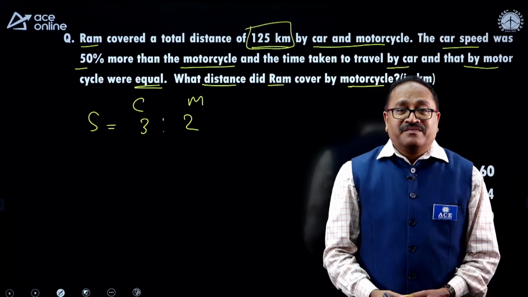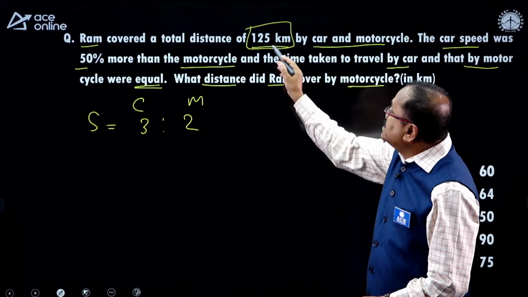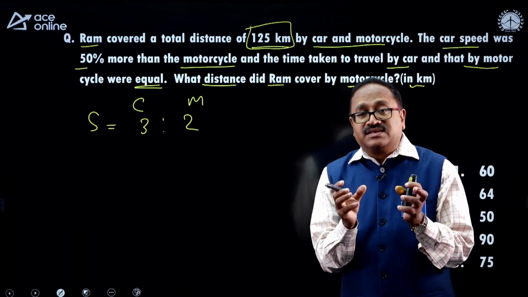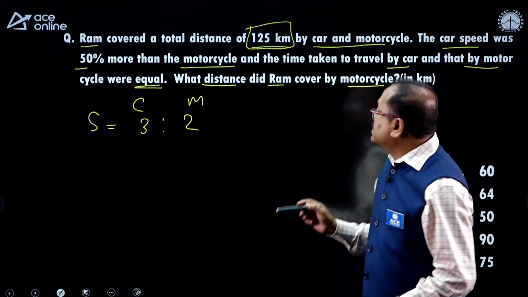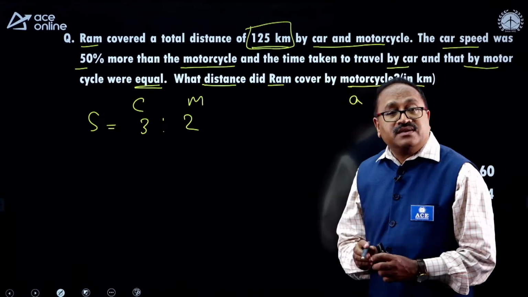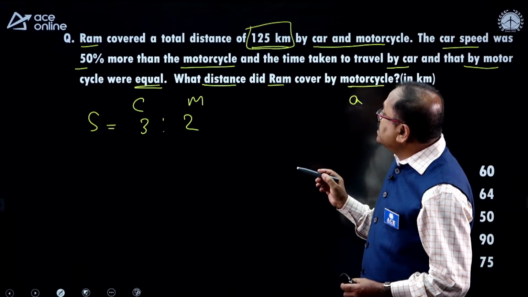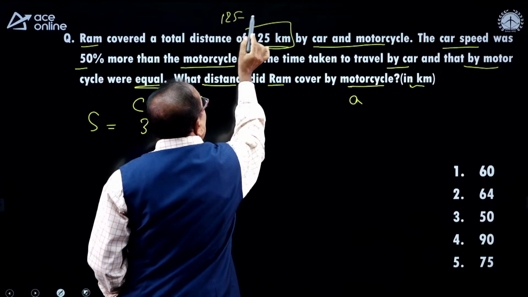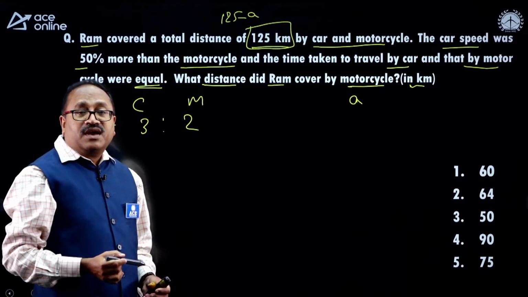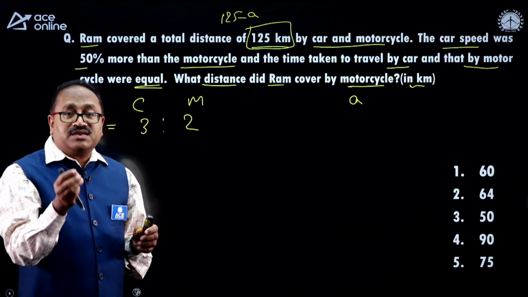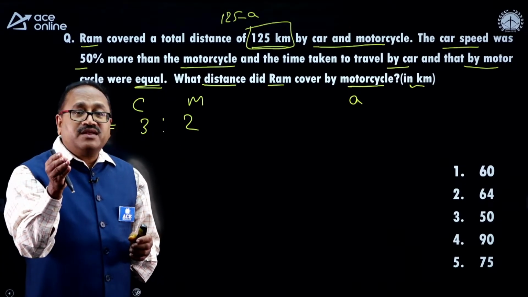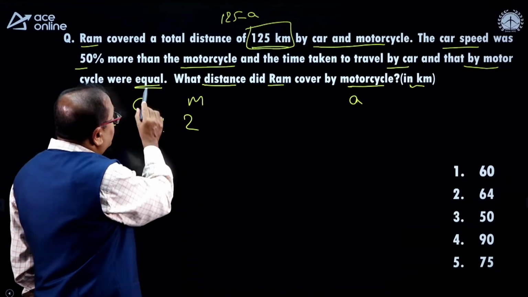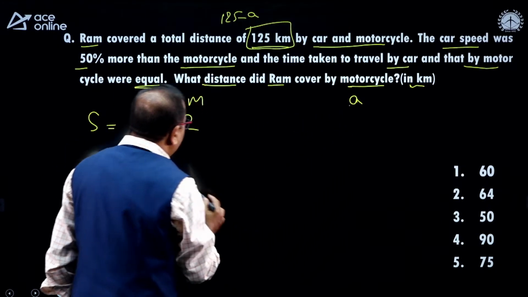Now, what distance did Ram cover by motorcycle in kilometer? Total distance I know 125. So, as I need to find out the distance covered by motorcycle, I will consider this as a kilometer. Then the distance covered by car will be 125 minus a, and the time is equal. That is a beautiful equation given to us. And time is equal to distance by speed, and that is equal.